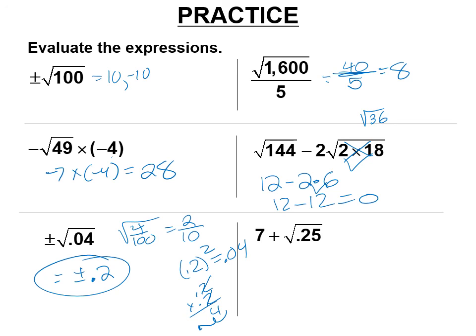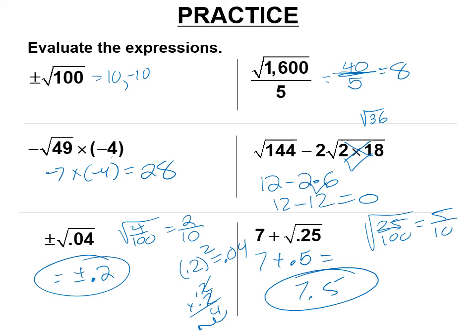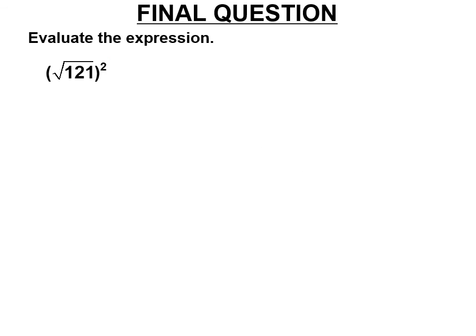All right, so the square root of that is 0.5, right? That's the square root of 25 hundredths, which is 5 tenths, which is 0.5. So it's 7 plus 0.5. Well, that's 7.5. All right, these cancel each other out, and the answer is 121. The square root of 121 is 11, but then you've got to square it again. Okay, good luck with the homework.